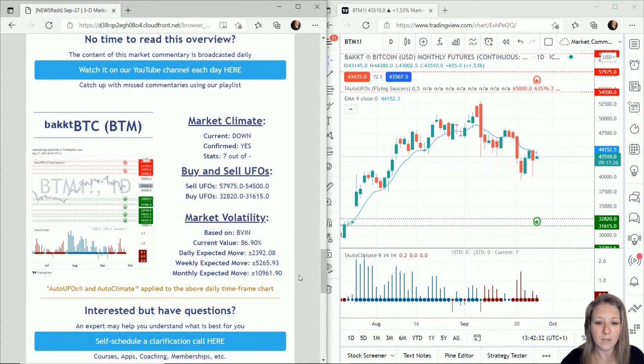So for each of these markets, we've looked at the climate, where we have probability up or down. We've used the Auto Climate app to help us with that, to figure out the colour and the thickness of the dot and what is usual to happen, so giving us an idea of what's going on in terms of the pressure up or down. We've then looked at buy and sell UFOs, where we have sellers and where we have buyers that could push price down or up respectively. And we've looked at volatility, how quickly we expect these markets to move.